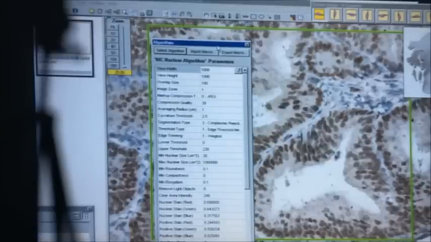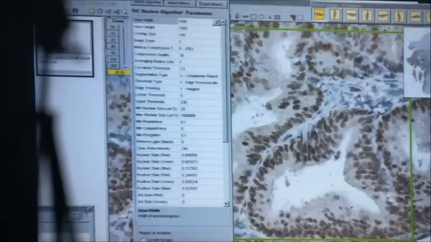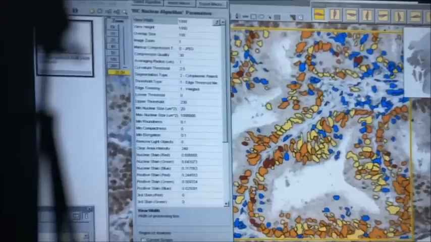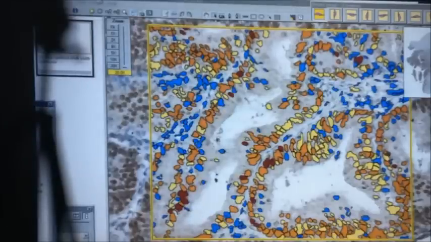The very darkly stained will be 3+, and will be red in color. The orange will be the 2+. The mild stain will be yellow and will be 1+. All the blue are the negative. You can see here. Can you see the change in color in 1 second?